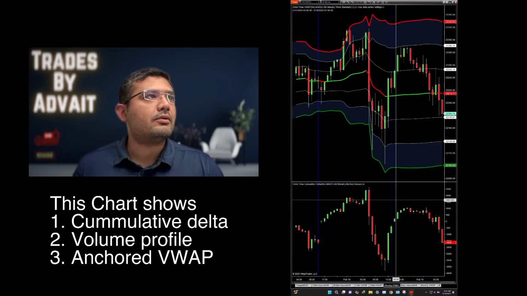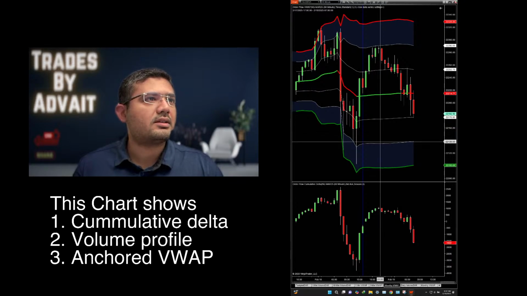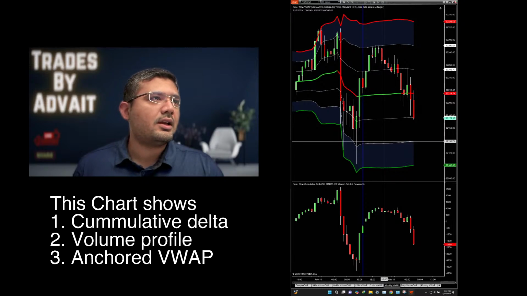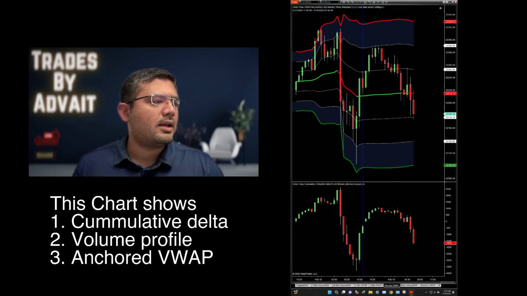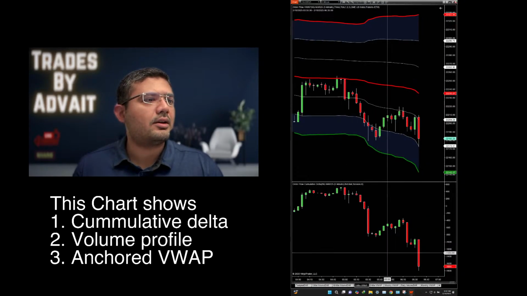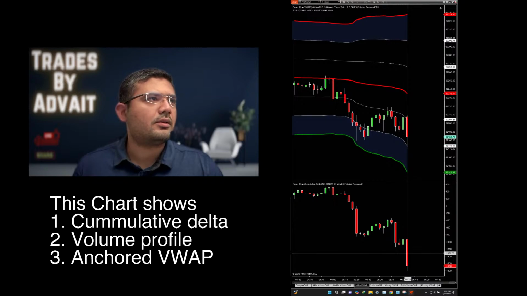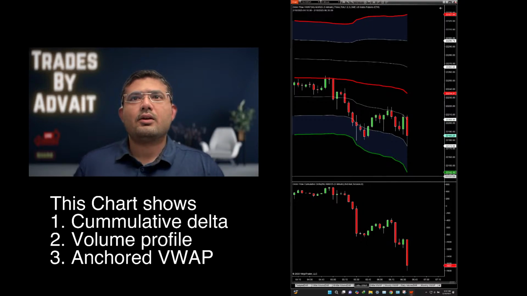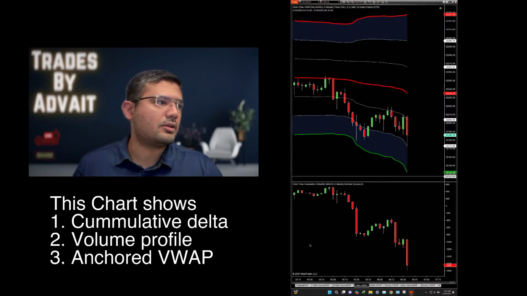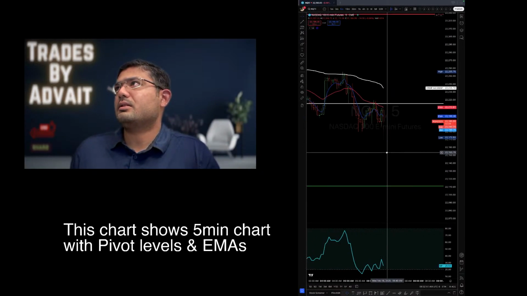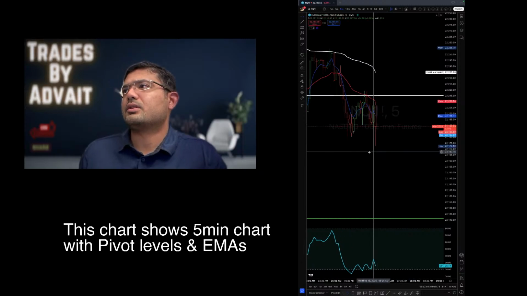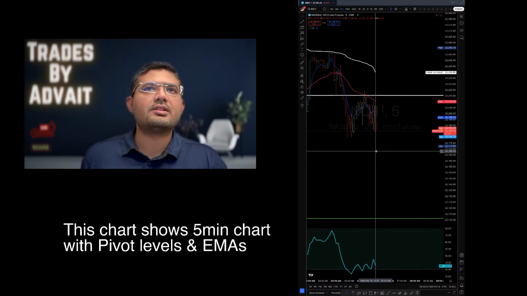Let me also show you the weekly VWAP. The weekly VWAP second standard deviation is still at 22,140, so we need to be watchful of that. Looking at the 5-minute chart, right now it's just the first 5 minutes of the candle. Also, let me show you the normal candles. These are the 5-minute candles, and of course this is just the first candle, so no conclusions yet.